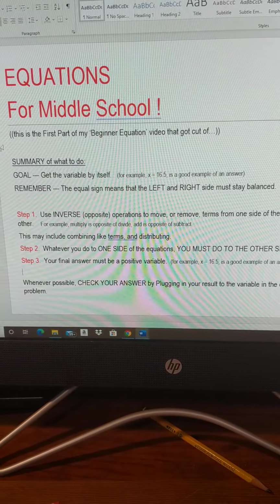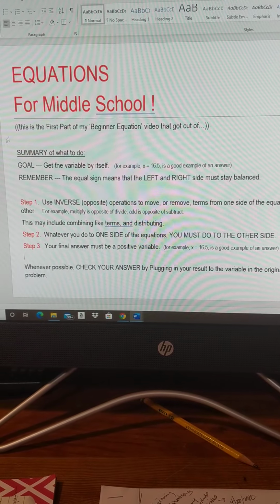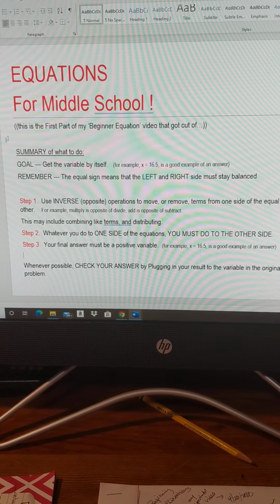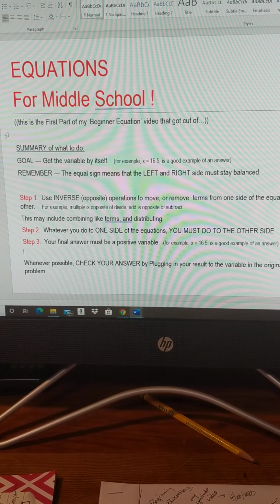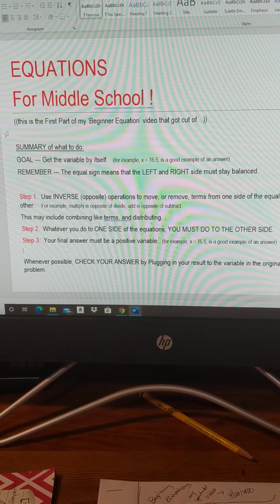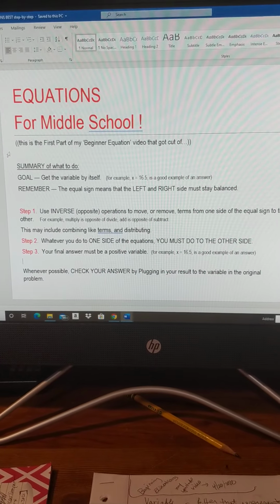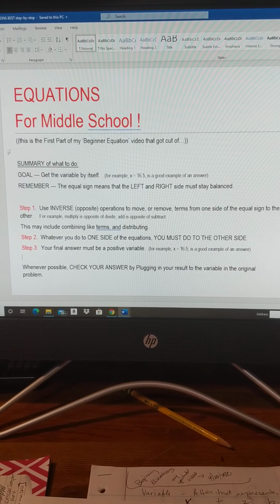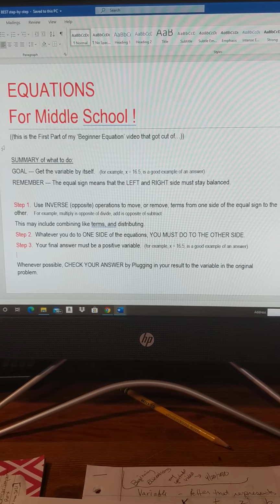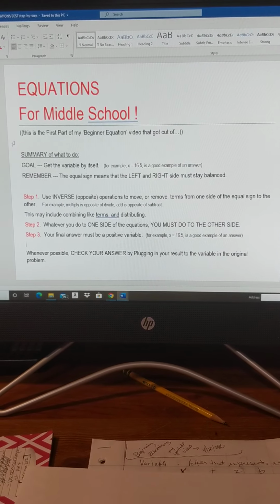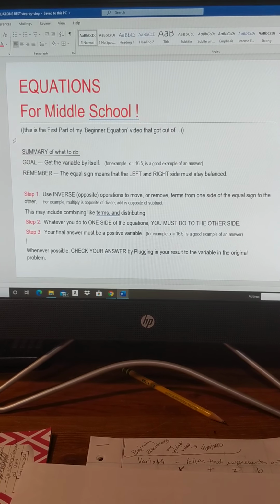The summary of what to do, your basic directions: the goal is to get the variable by itself. In other words, x equals some number. And remember that an equal sign means that the left and the right side must stay balanced. Step one, use an inverse, which means opposite operation, to move or remove terms from one side of the equal sign to the other. For instance, multiply is the opposite of divide, add is the opposite of subtract. Again, your goal is to get the variable by itself, so you need to get rid of whatever else is on that side of the equation.